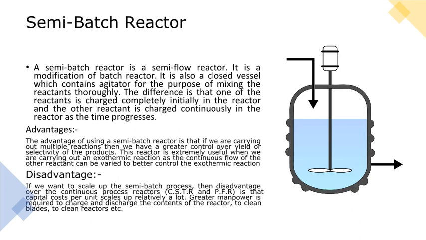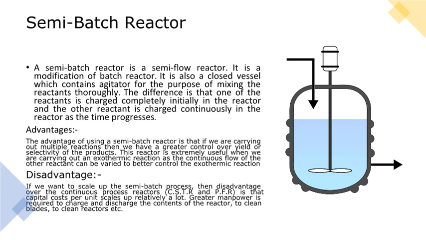The advantage of using a semi-batch reactor is that if we are carrying out multiple reactions, then we have greater control over yield or selectivity of the products. This reactor is extremely useful when we are carrying out an exothermic reaction, as the continuous flow of the other reactant can be varied to better control the exothermic reaction.